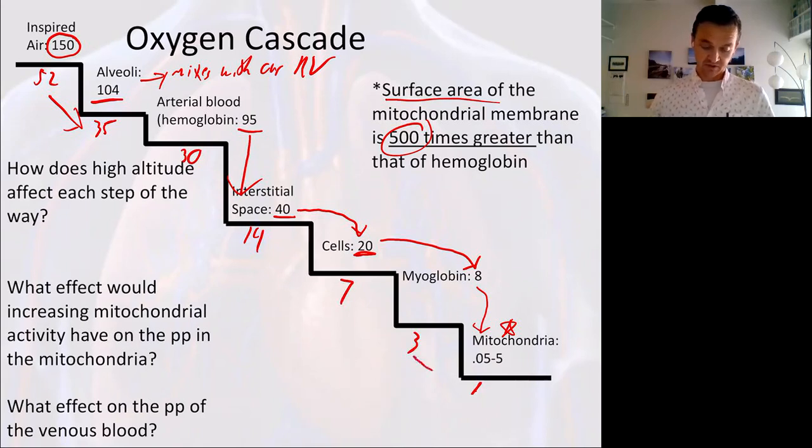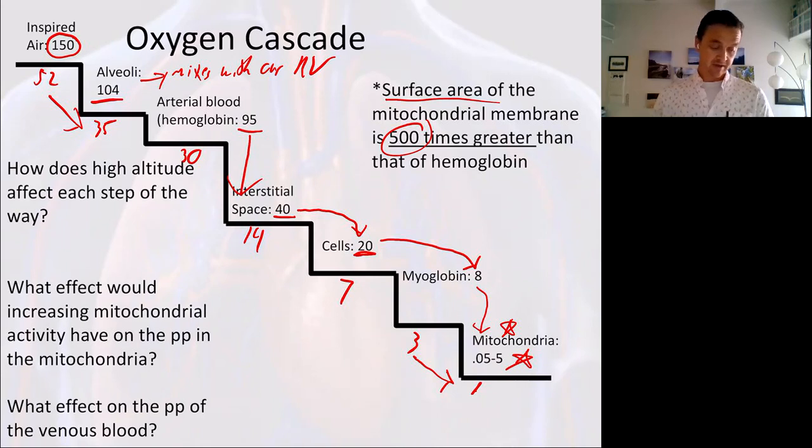We still are moving oxygen, okay? Each step of the way, we still get it down to the mitochondria. So we can do that at the top of Everest. The problem is the amount of oxygen down here at the mitochondria is going to be less than it would have been if we had more oxygen to begin with, right?